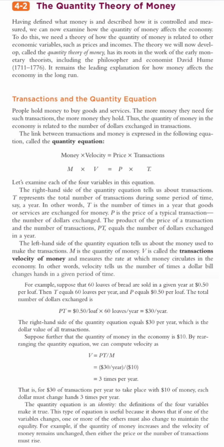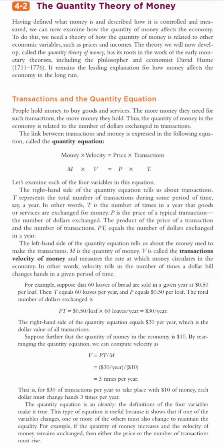Now we need to have four factors, which are the money, the velocity, the price, and the transactions. We all know money, and we probably also know price. Transactions means trade, the amount of trade that happened. So there is a quantity equation: money multiplied by velocity equals price multiplied by transactions. Let's examine each of the four variables in this equation.